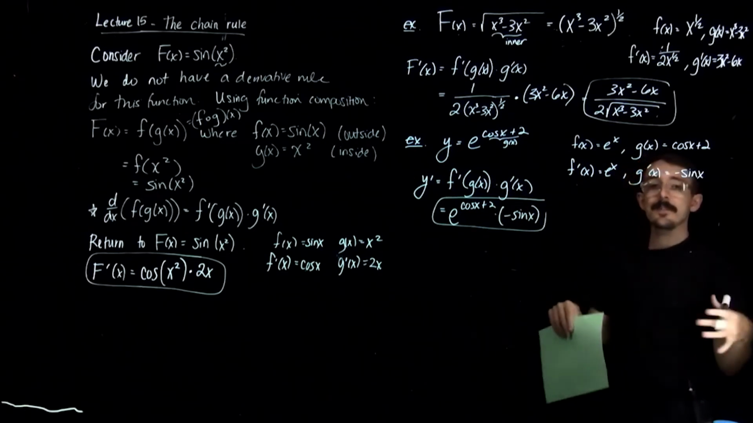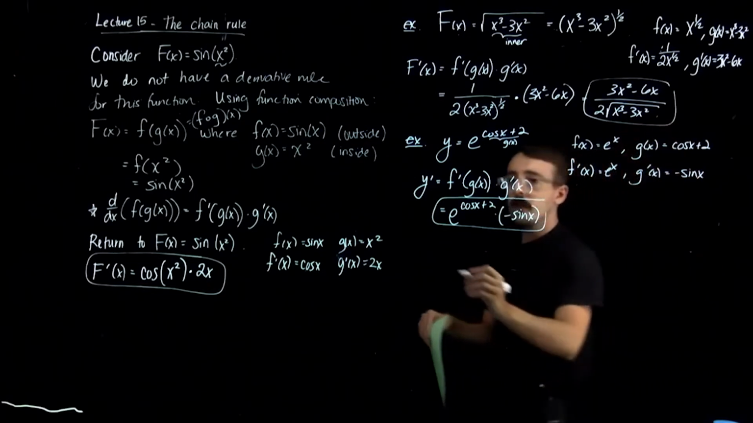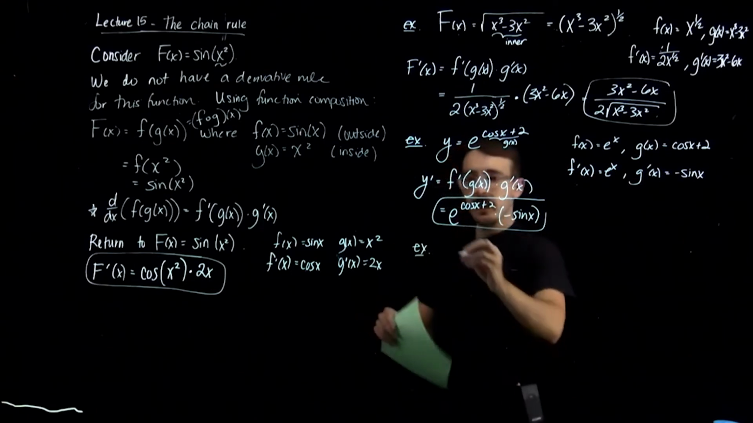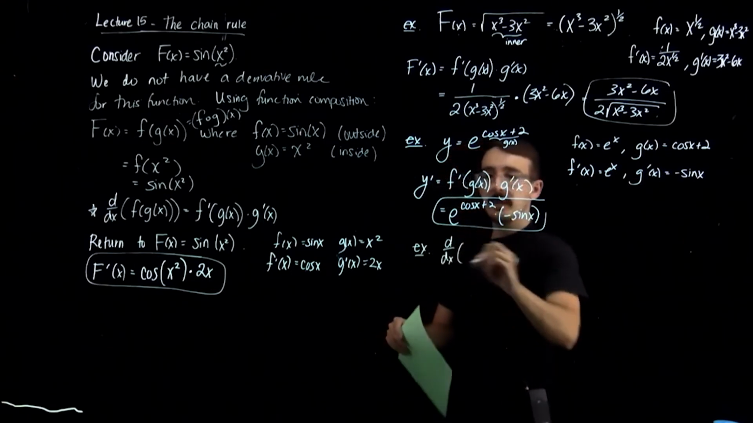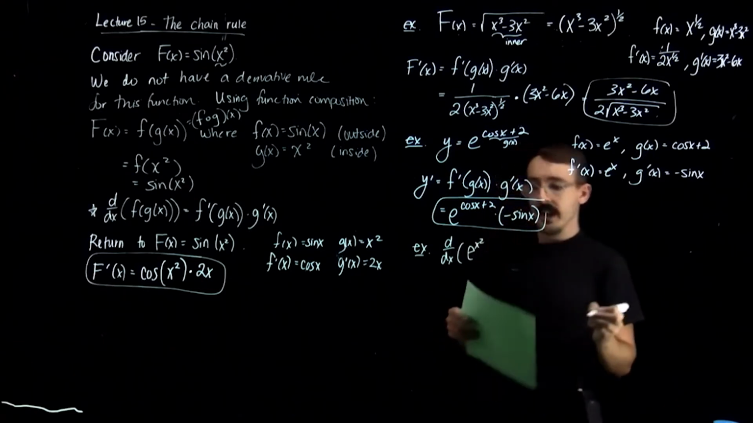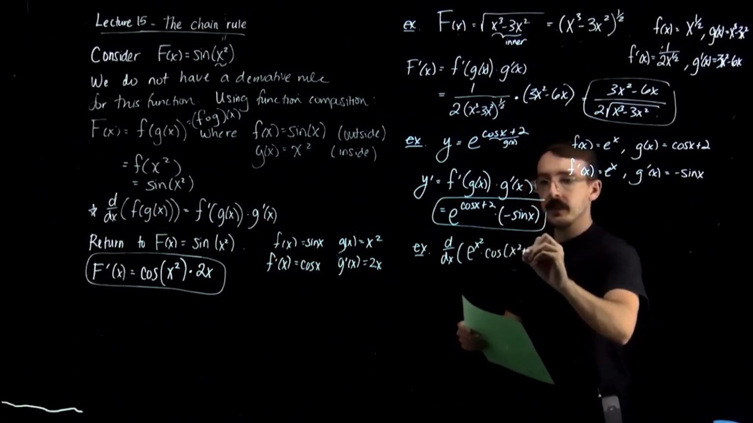OK, so hopefully you kind of see the routine, like what we're doing. You can use something like this to help you along the way. Let me do one more example. So we're going to take the derivative of something a little more complicated this time. It's going to be e to the x squared times cosine of x squared plus 1.